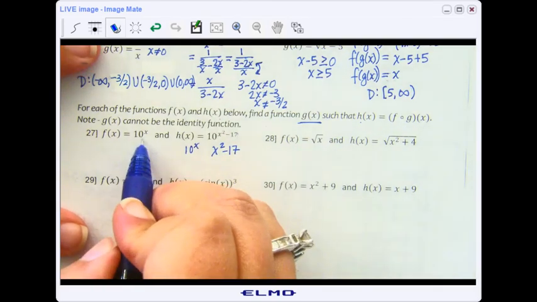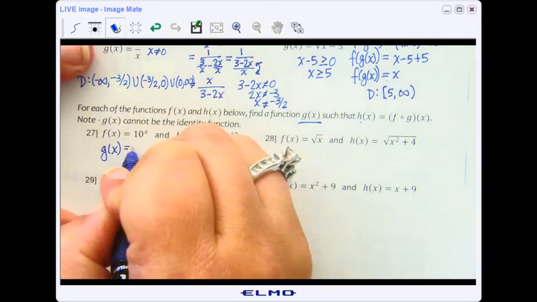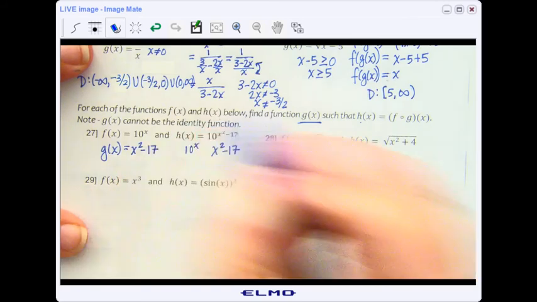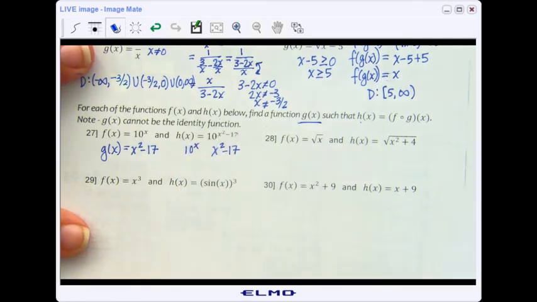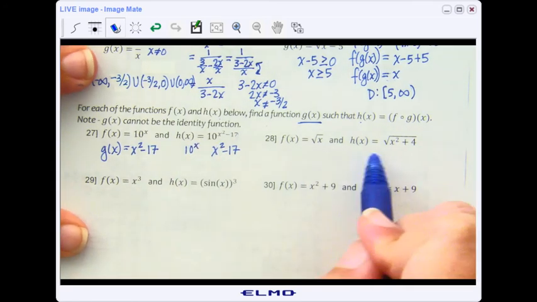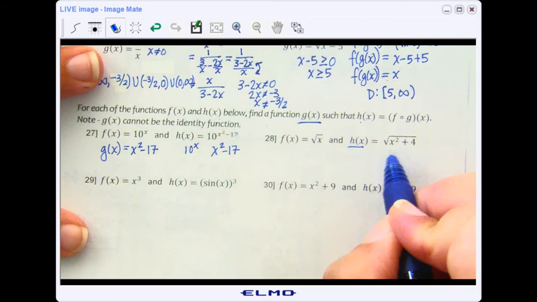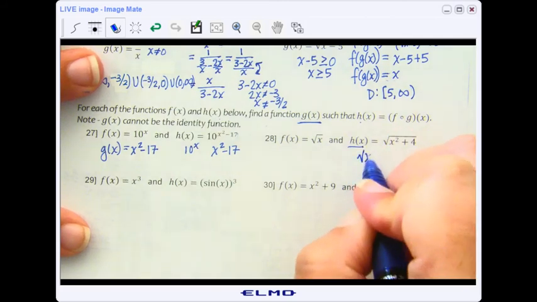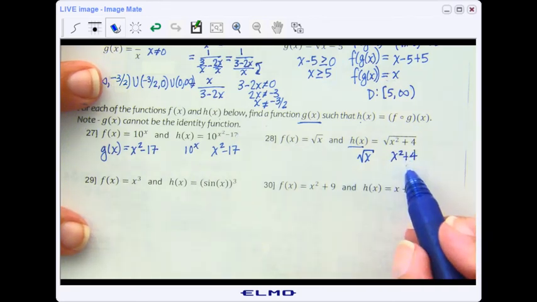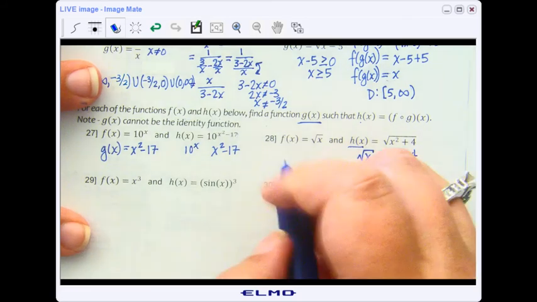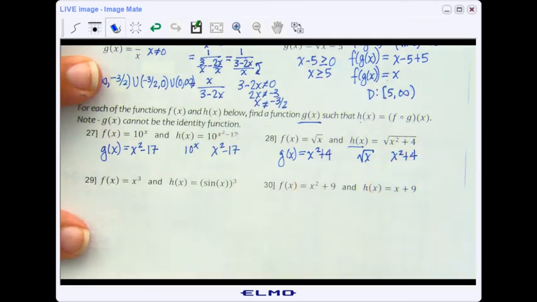So if f of x is 10 to the power of x, then g of x has to be x squared minus 17, so that when I put g of x into f of x, it gives me h of x. Again, in number 28, if you look at h of x first, I have a square root function and a quadratic function that have been put together. So if f of x is my square root function, then that means my g of x had to have been my quadratic function.